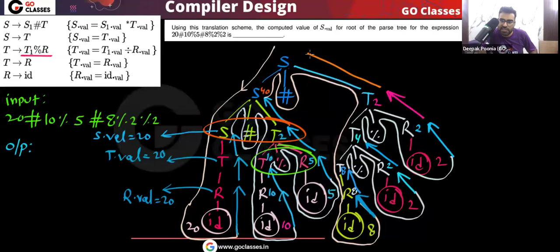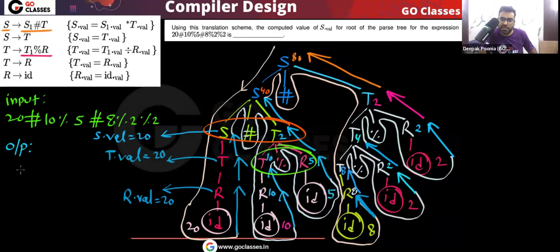Now you have the final reduction. What is the final reduction? That is s has s hash t, which you are reducing to s. Immediately after this reduction, you execute the corresponding semantic action. Here s is the head, so s dot value will become s1 dot value star t dot value. s1 dot value is 40, multiplied by t dot value, which is 2. So 40 multiplied by 2 will be 80.